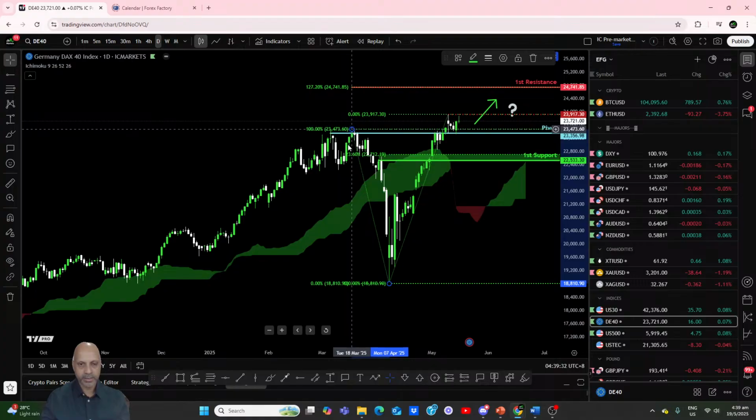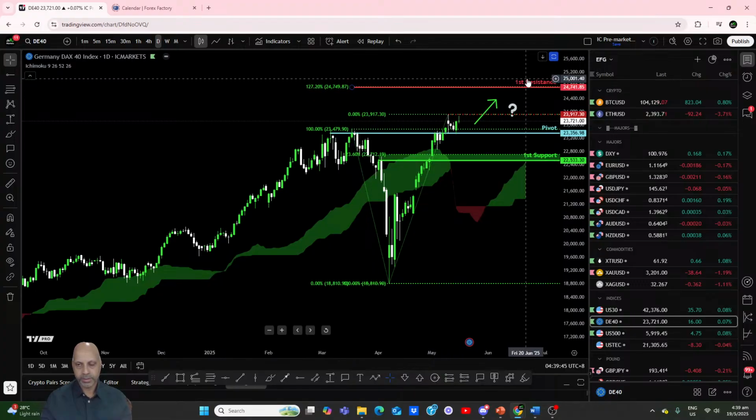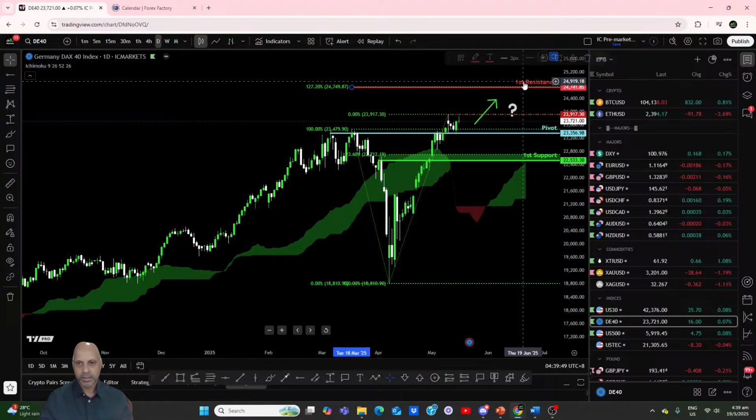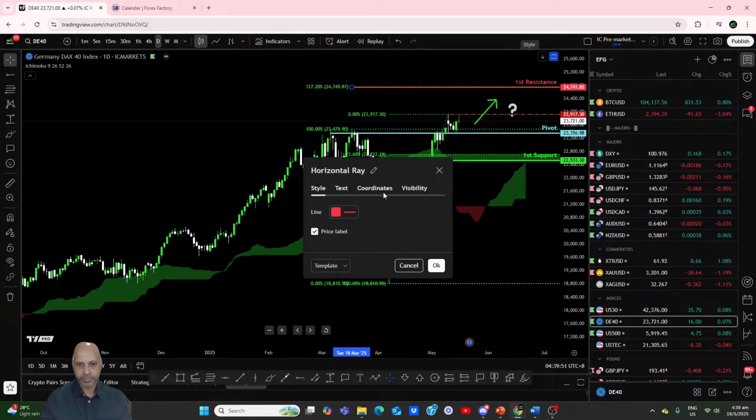Now, beyond the intraday all-time high, to identify a potential resistance barrier, we've relied on a Fibonacci extension at 127%. So this extension level was found beginning from this high on 18th of March and ending with a swing low on 7th of April. So we can see the first resistance has been identified at the extension at 24,749.